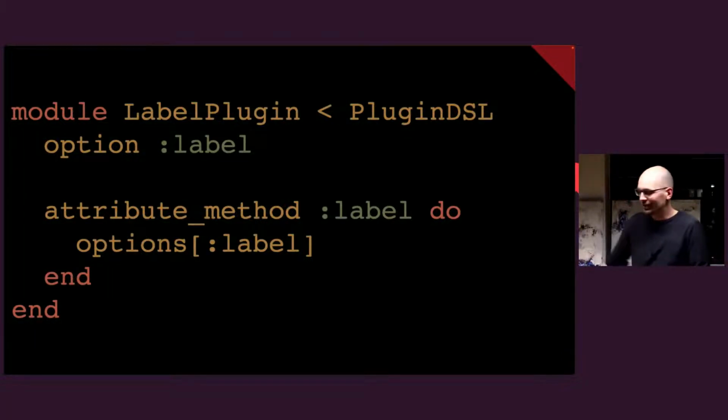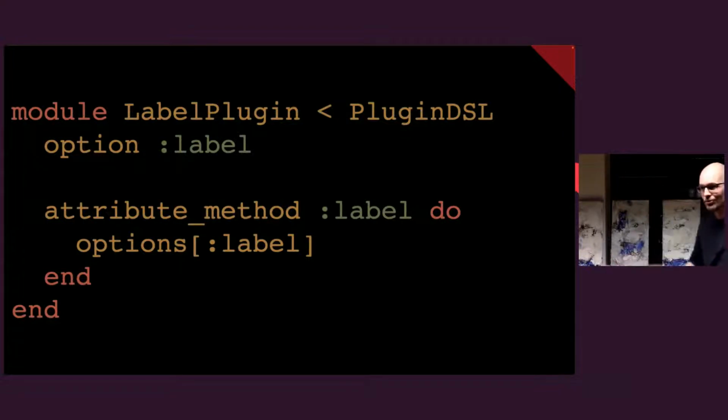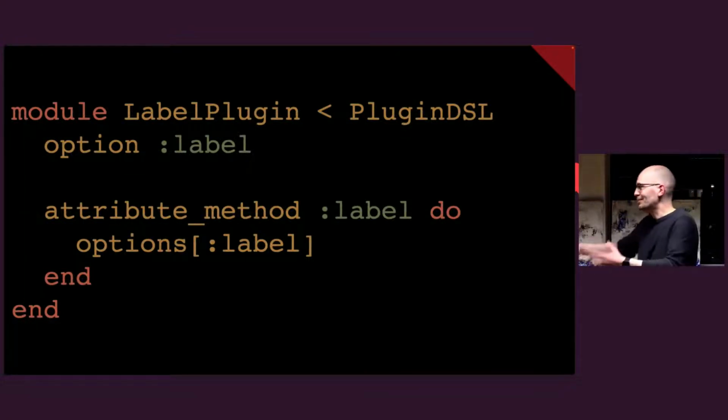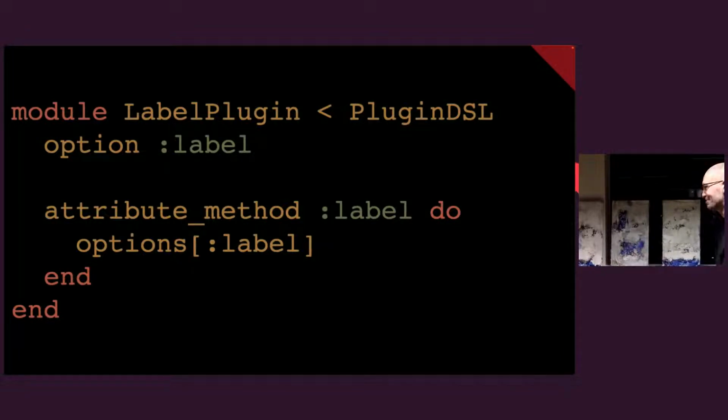And then right there at the bottom, I have an attribute method, which is not a Ruby thing. It's just another method that I have defined that will dynamically define that method called label whenever it's included as a plugin in another library.